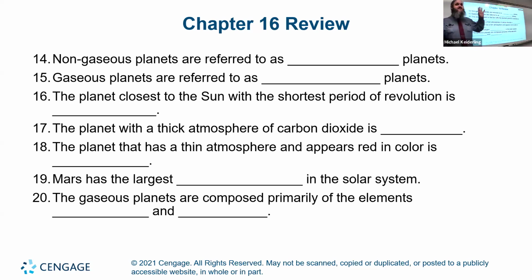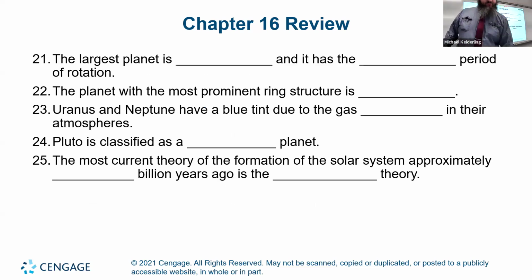Generally, the more massive things spin faster. Is how it sort of works out. But yes, Jupiter is the fastest rotating. Mars has the largest volcano in the solar system. And the gaseous planets are composed primarily of the elements hydrogen and helium. The largest planet is Jupiter, and it has the fastest period of rotation. The planet with the most prominent ring structure is Saturn.